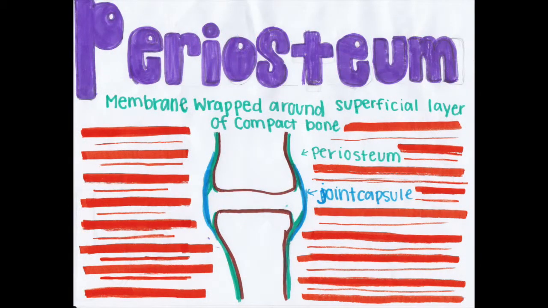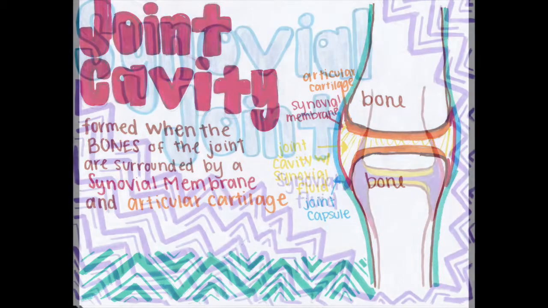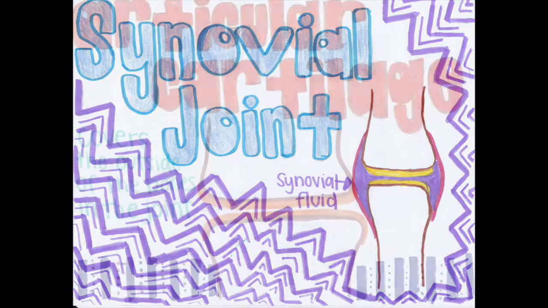Periosteum is a membrane that wraps around the superficial layer of compact bone. In a synovial joint, the periosteum is continuous with the joint capsule. In a synovial joint, a joint cavity is formed when the bones of a joint are surrounded by a synovial membrane and articular cartilage. A synovial joint is comprised of articular cartilage, a joint capsule, a synovial membrane, and a joint cavity containing synovial fluid.